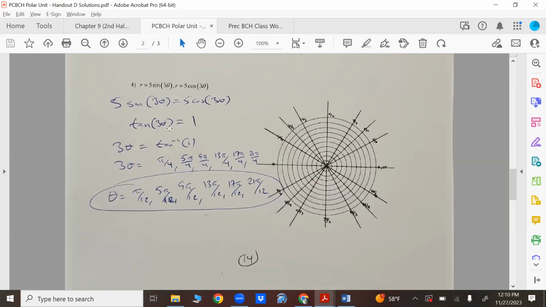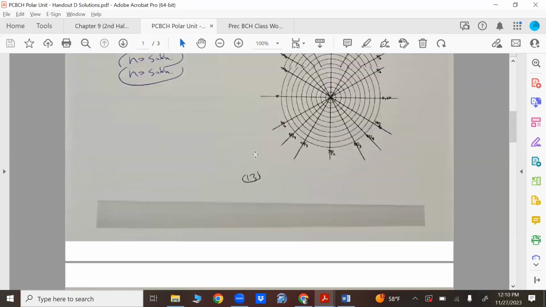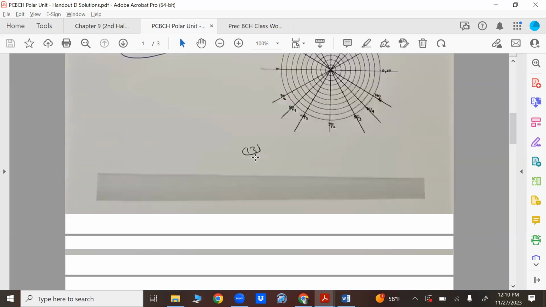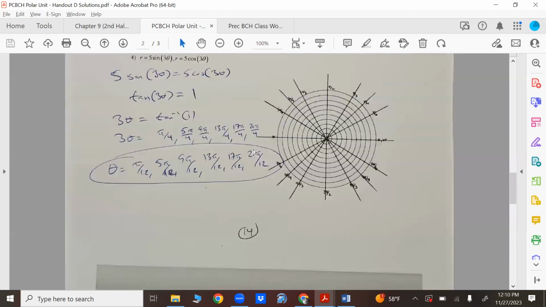Okay, for number 4, again, set them equal to each other. Tan 3 theta equals 1. 3 theta equals inverse tan of 1. So inverse tan of 1 is pi over 4 and 5 pi over 4, but because of 3 theta, we're doing 3 revolutions. So you're going to have to consider 4 more cases. Second revolution and third revolution, there's 2 more values for each of those revolutions because you want the answers between 0 and 2 pi, 2 pi not being inclusive, 0 is inclusive. So you want to gain these 6 values.